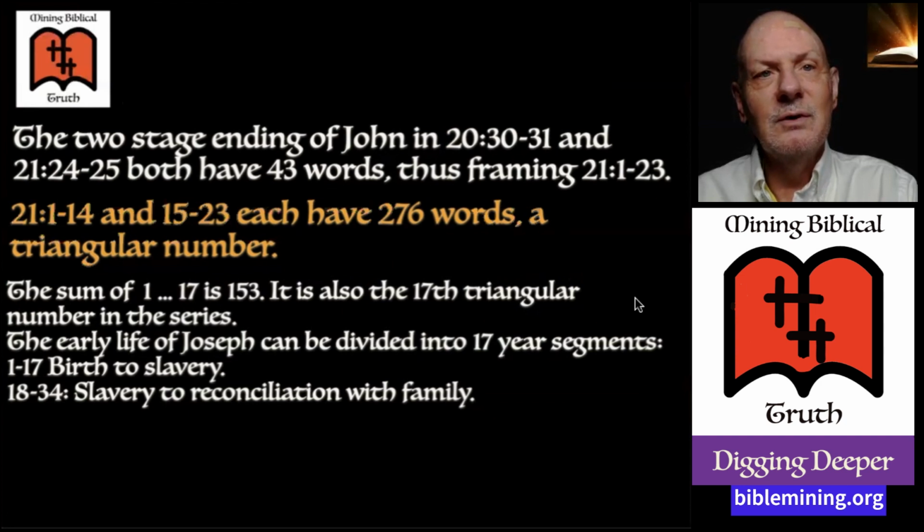Now, one of those triangular numbers is 153. It's the triangle of 17. And also, interestingly enough, it's the 17th triangular number in the series. The early life of Joseph also can be divided into 17-year segments. From 1 to 17, birth to slavery. From 18 to 34, slavery to reconciliation with family.